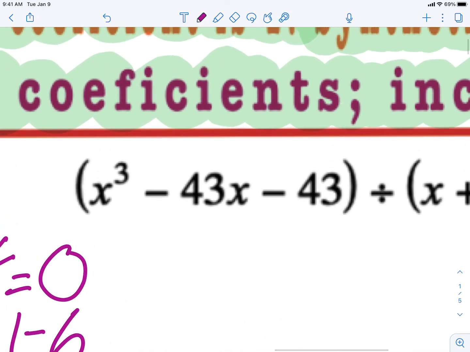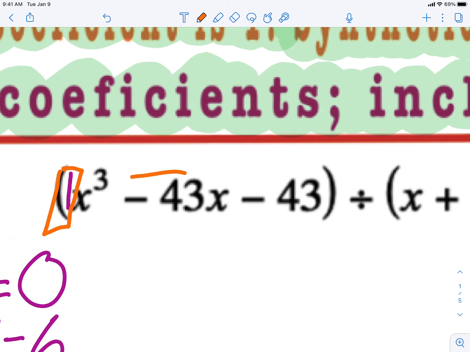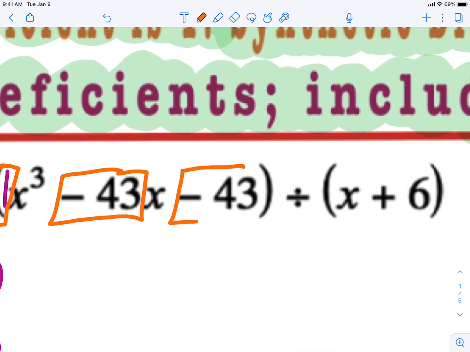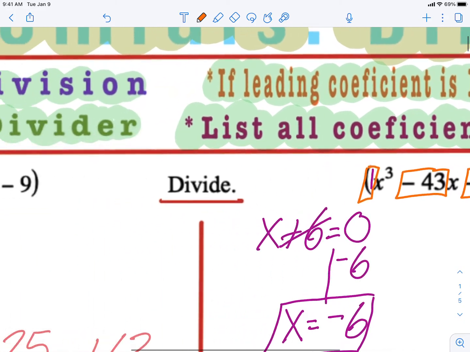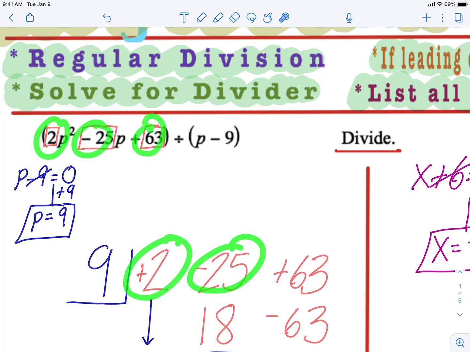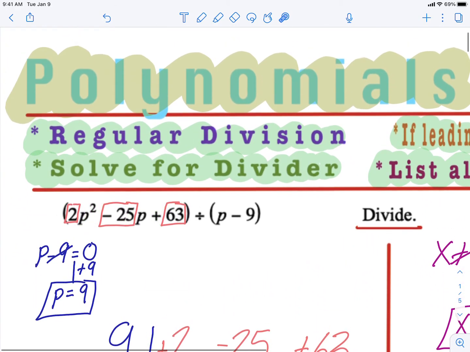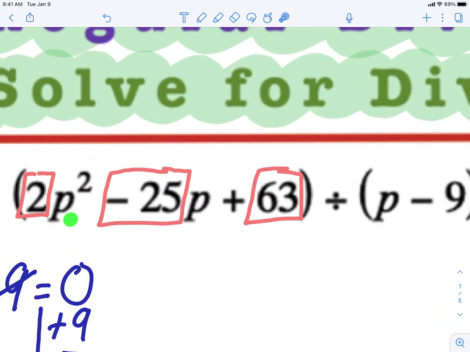So here, let's see. I have x to the power of 3, which has an invisible 1 there, right? So let's circle that 1. I have x to the power of 1. I have a negative 43 in front. And then I have a negative 43 at the end here, like this. Okay? And let's see what I did with these 3 here. 1, 2, 3. I copied them over.